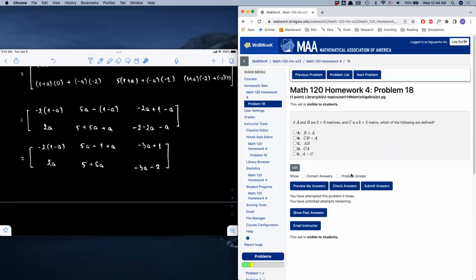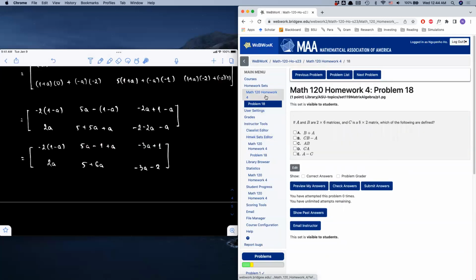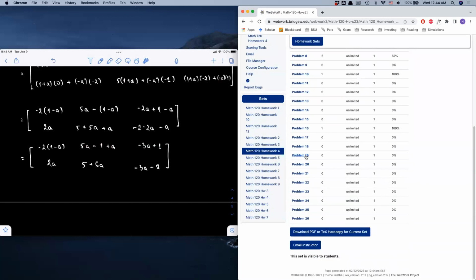Number 18. Now they want to know the dimensions of the calculation, if possible for the calculations to happen, right? So be careful with the dimensions for A, B, and C. I'm going to leave this to you. We have done a few similar problems to this already. So that's number 18. Let's move on to number 19.